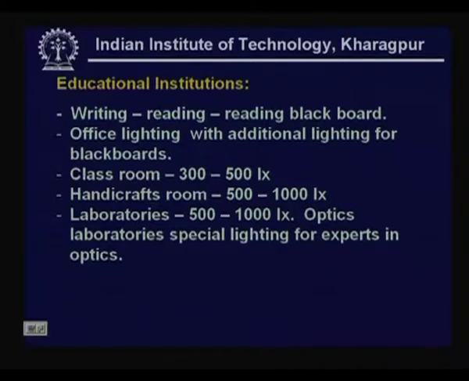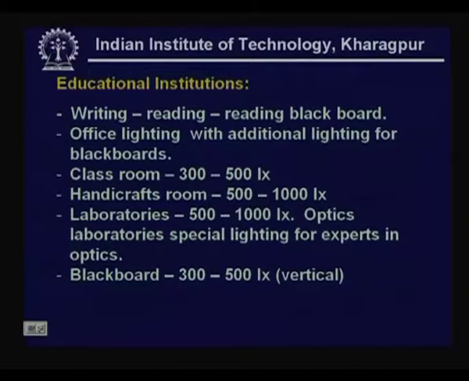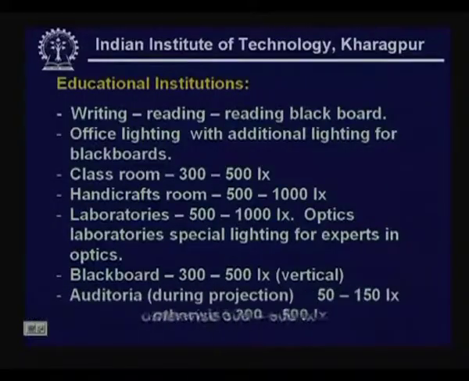Of course, optics laboratories depend on the kind of experiments and the kind of optics they have, with special lighting, and there are recommendations available for those things. As already mentioned, the vertical illuminance is required on the screens or the blackboards or chalkboards, and the level is similar to what is expected for the horizontal illuminance in the task plane in a classroom, between 300 and 500. This is about the educational institutions.